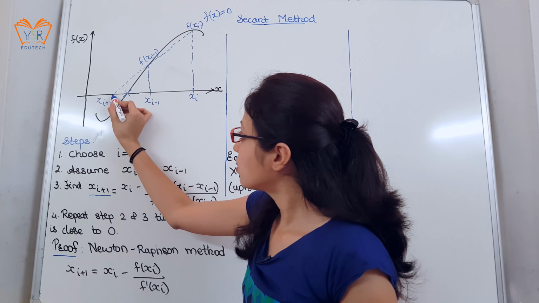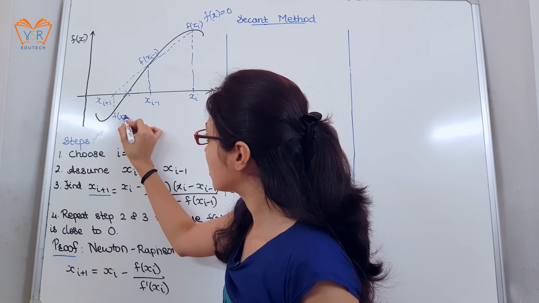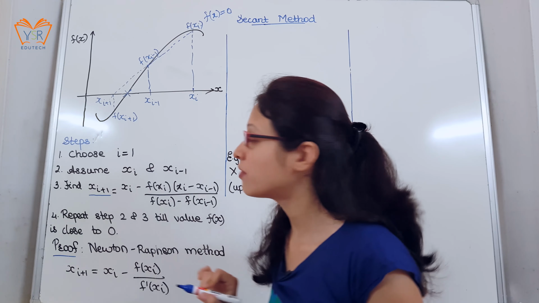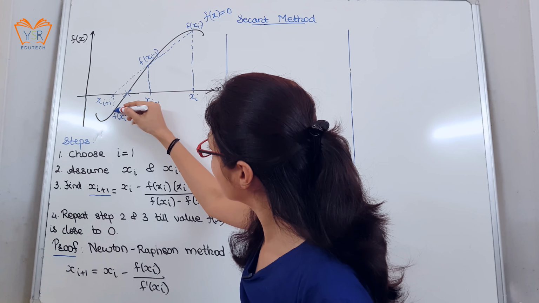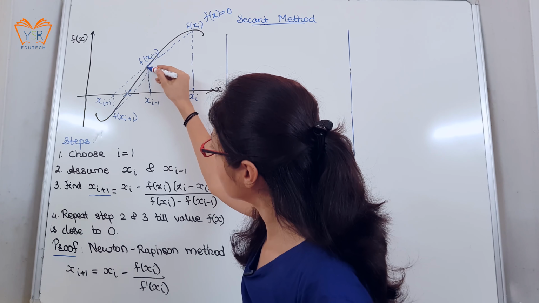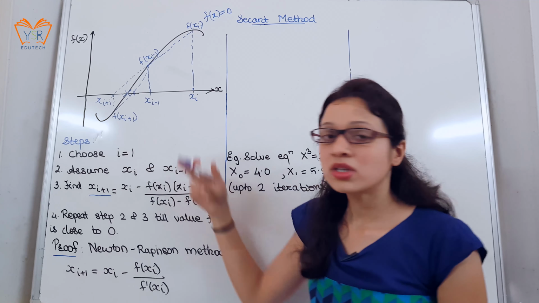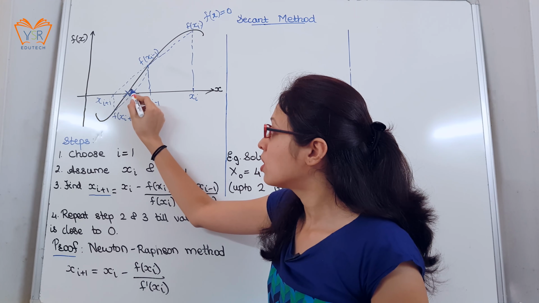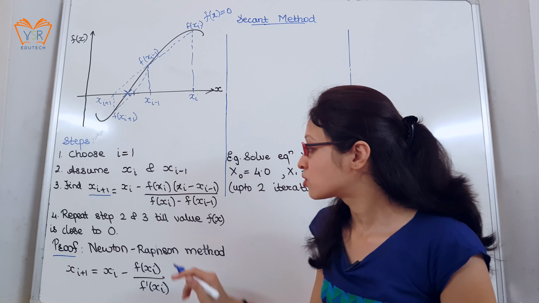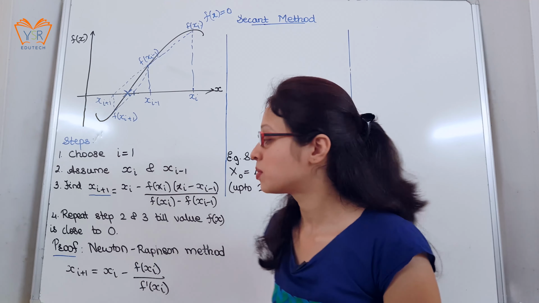Now again find out the function value of that, that is f of x i plus 1. Again repeat the procedure. Connect these 2 points. So if we connect these 2 points, we will get this point. So as we go on repeating the procedure, we will get the approximate root that is closer to this exact root. So repeat the steps until and unless we are close to 0.